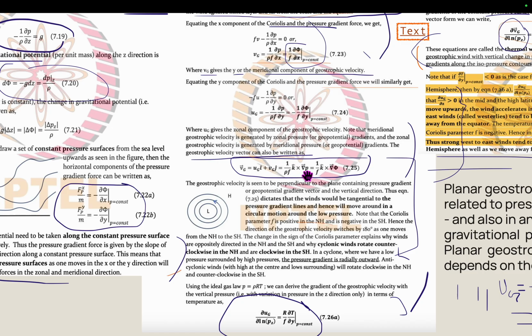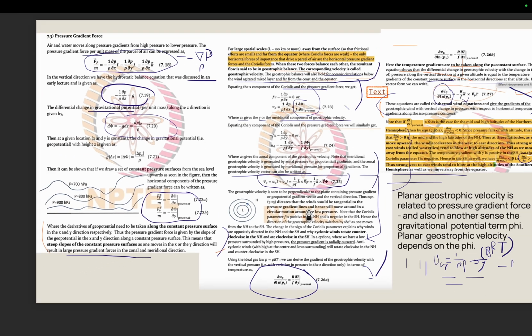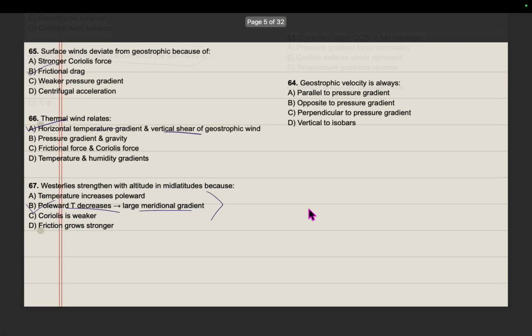So grad p is on the perpendicular axis of Vg, and grad phi is also on the perpendicular axis of Vg. Now from this formula you can see that this geostrophic velocity is always perpendicular to the pressure gradient, not opposite or parallel.